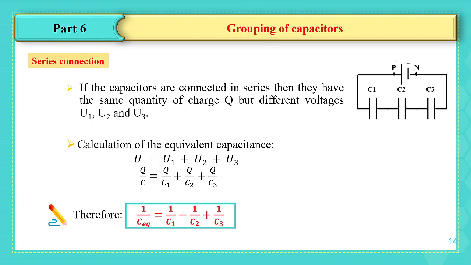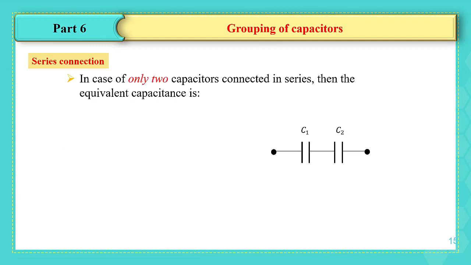In case of only two capacitors connected in series, the equivalent capacitance is C equivalent is equal to C1 multiplied by C2 divided by C1 plus C2. You can check it alone.